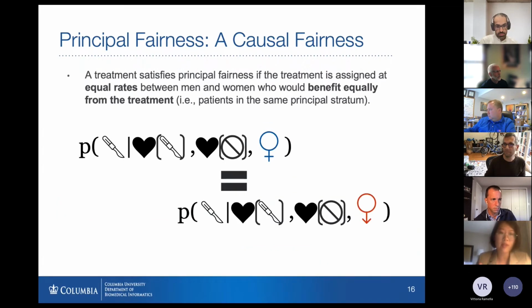So principal fairness is defined as this: a treatment satisfies principal fairness if the treatment is assigned at equal rates between men and women who would benefit equally from the treatment. In other words, among patients from the same principal stratum.